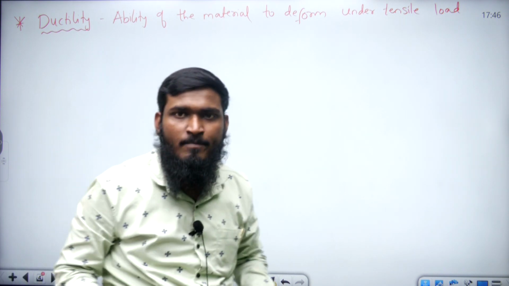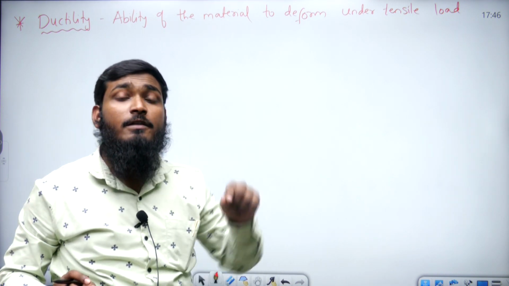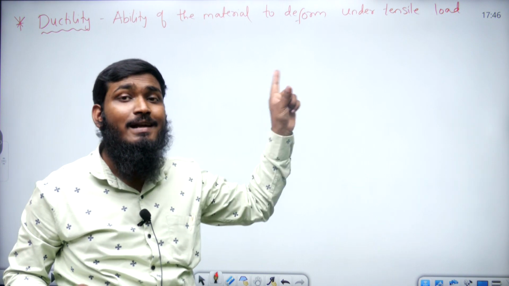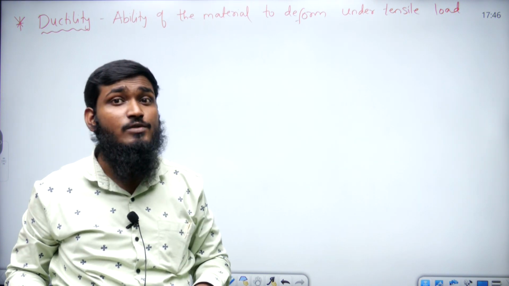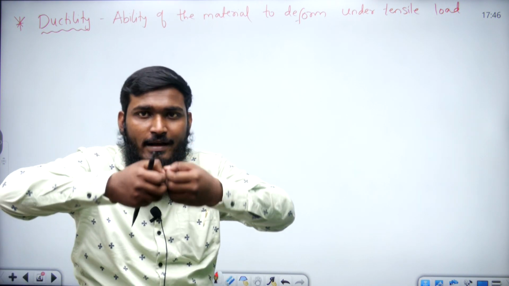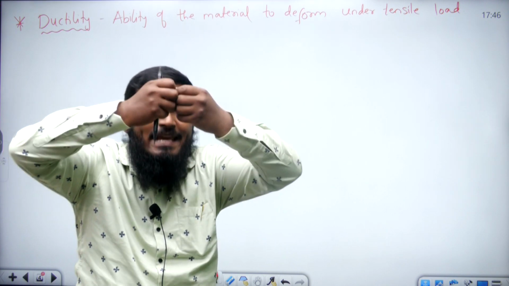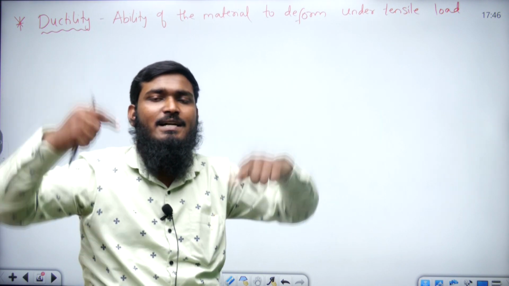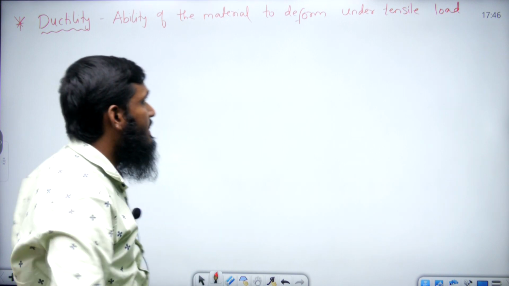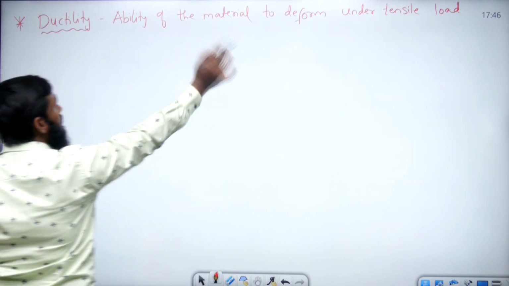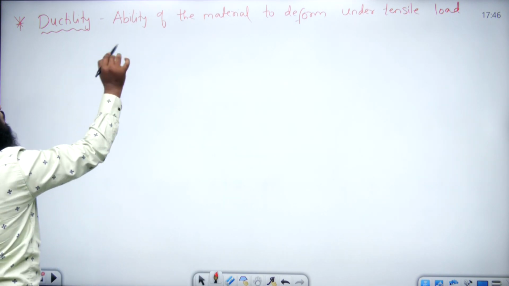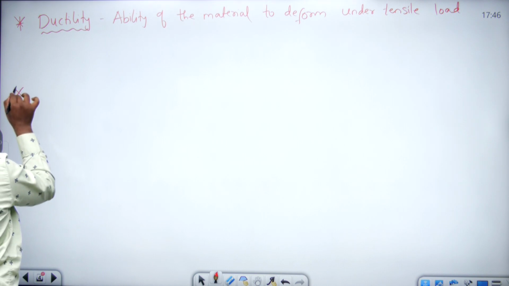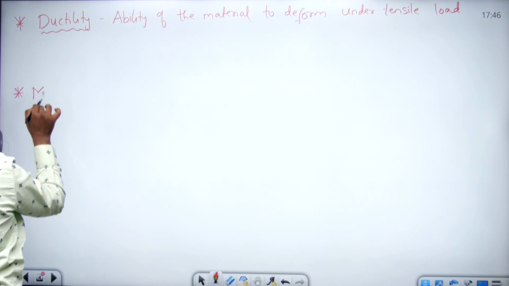It is deforming, the body is deforming, but under which type of load? Under tensile load. Tensile load means, as I have said, whenever there is an increase in the length of the body, that type of load we are calling tensile load. Okay. Now next, let us write some more points, but before that I am writing the definition for malleability over here.